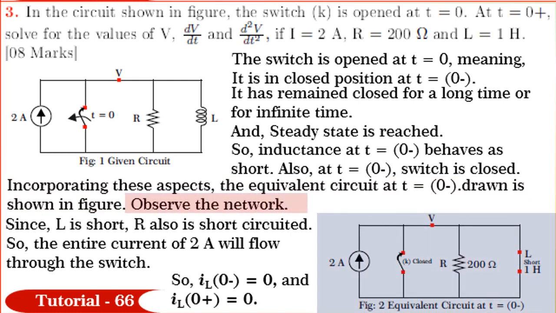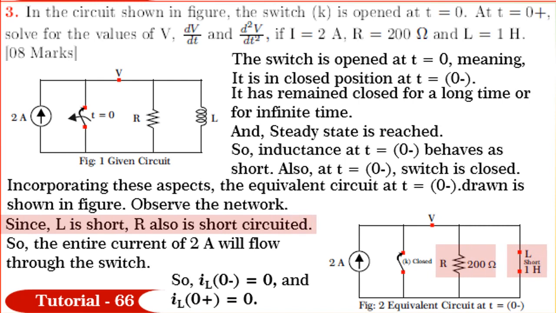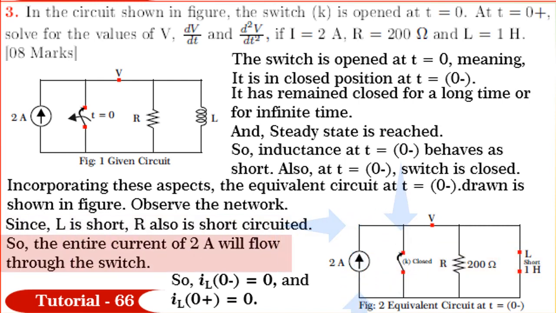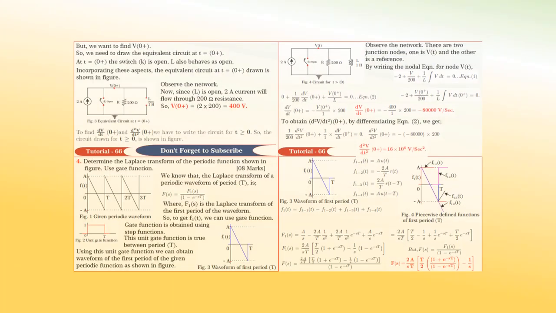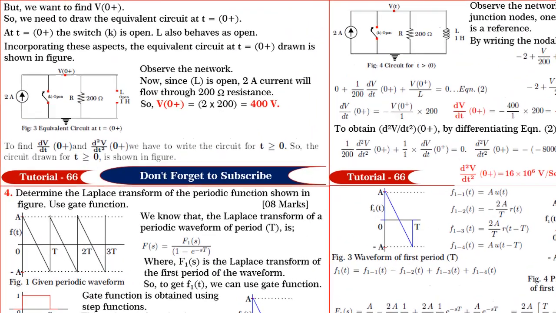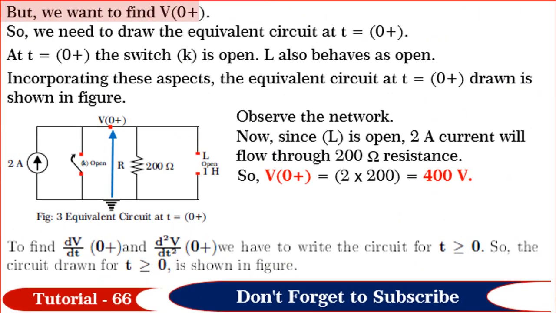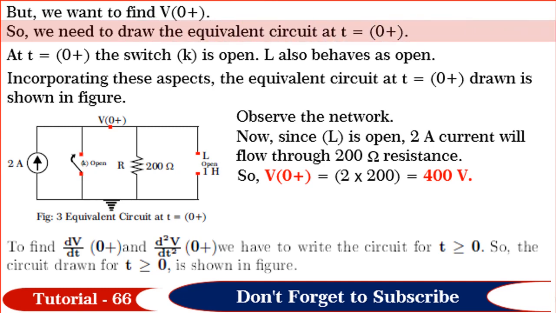Observe the network. Since L is short, R also is short circuited. So, the entire current of 2 amperes will flow through the switch. Hence, IL(0-) is equal to 0 and IL(0+) also is equal to 0. But friends, we want to find V(0+). So, we need to draw the equivalent circuit at t = 0+.